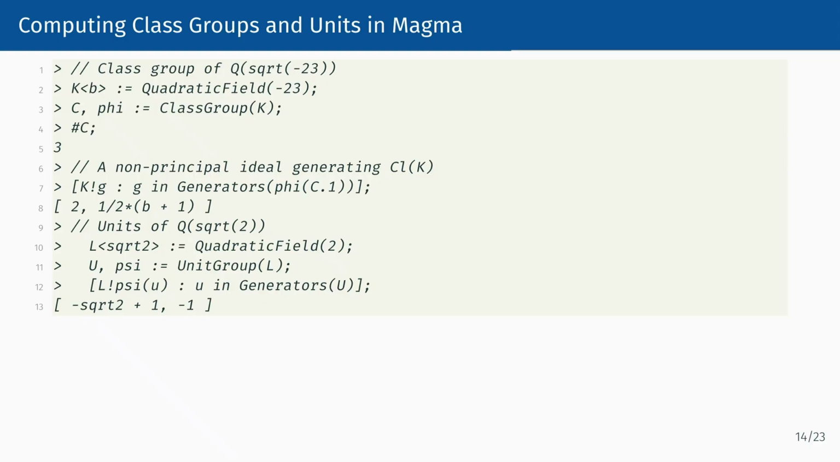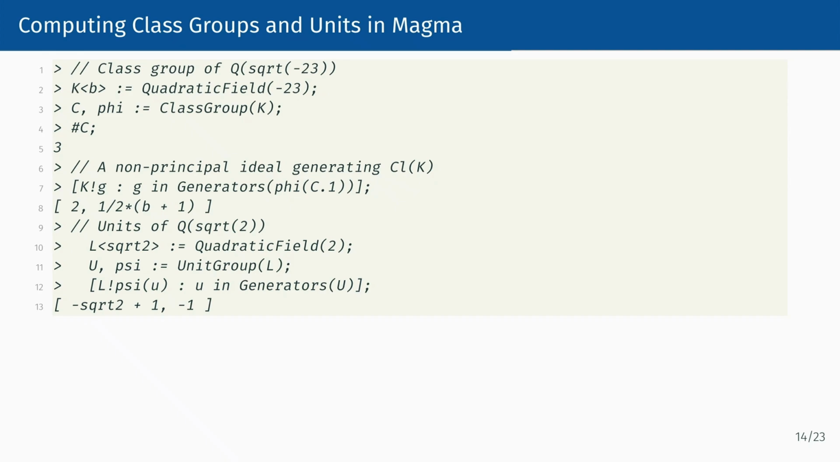And of course, as always, Magma can help you compute these things. Here's an example where you take the quadratic field Q adjoin square root of minus 23. You can compute the class group and see that it's of order 3. You can do more than just compute the class group. When I call class group here, it returns 2 things. It returns the group, and it returns another thing that I called phi, because it is just a map. C is like an abstract group, but the map phi allows me to relate elements of this group to actual ideals and vice versa.